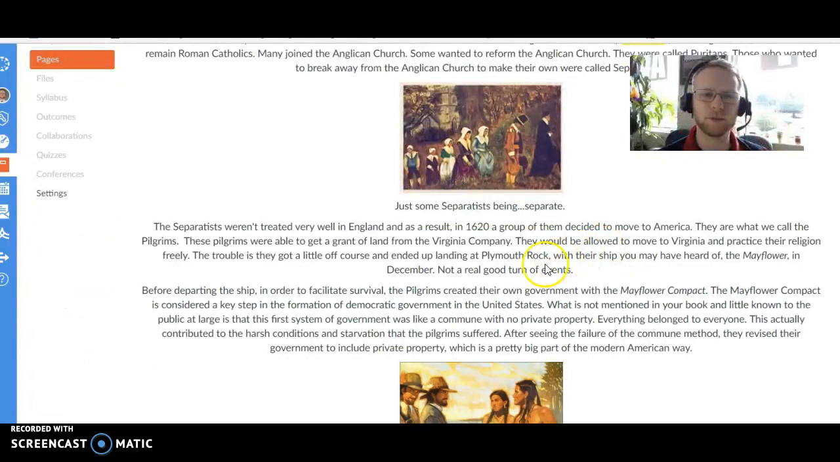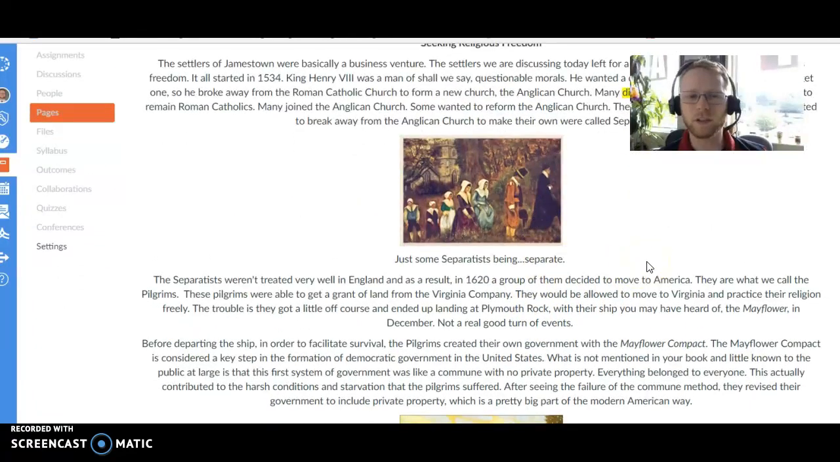We'll start with the Separatists. The Separatists weren't really treated very well in England, and as a result, in 1620, a group of them decided to move to America. They are what we call the Pilgrims. These Pilgrims were able to get a grant of land from the Virginia Company, and they would be allowed to move to Virginia and start their own colony where they could practice their own religion freely. And England was like, great, we're going to get rid of these weirdos.